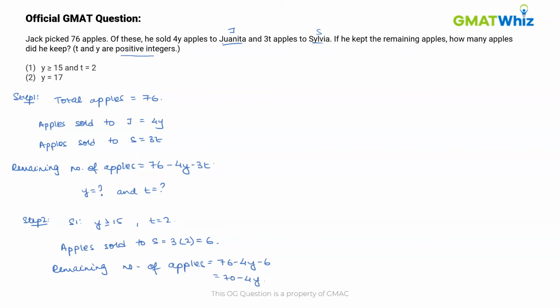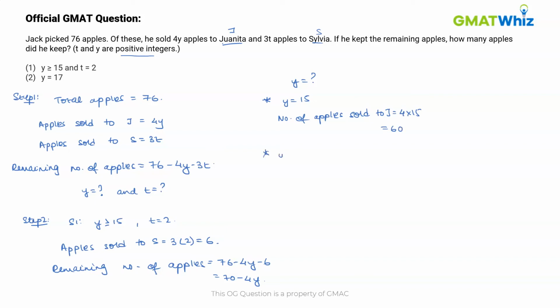However, to find the value of the remaining number of apples, we still need to find the value of Y, which is unknown from statement 1. We are just given that Y is greater than or equal to 15. Now, if it's still not clear, let's consider two cases. The first is when Y takes the value 15. Then, the number of apples sold to J will be equal to 4 times 15, which is equal to 60.